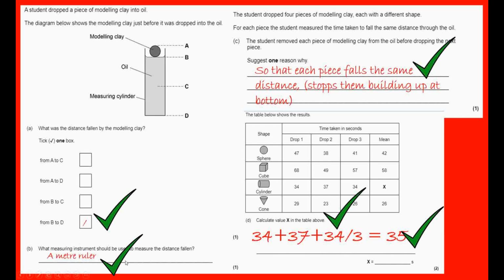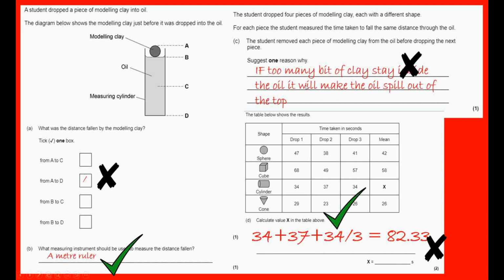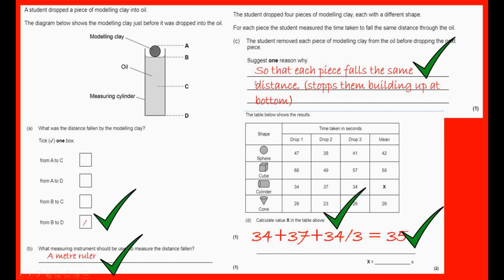Now they've got the mark for meter ruler, that's fine. You can also say a tape measure, okay? But while it's true that if there were lots of bits of clay inside it, it would make it spill at the top, that's not why they do it. It's not to stop making a mess. If we left all the bits of clay at the bottom, the height would be different each time, and the height is a control variable. Lots of the time these questions ask why they've done something, and the answer is control variables. You need to figure out that in this case, the height that the modelling clay drops through is the most important control variable. If it's a different height every time, of course it will take a different amount of time to drop. So each piece falls by the same distance every time. It stops them building up at the bottom.